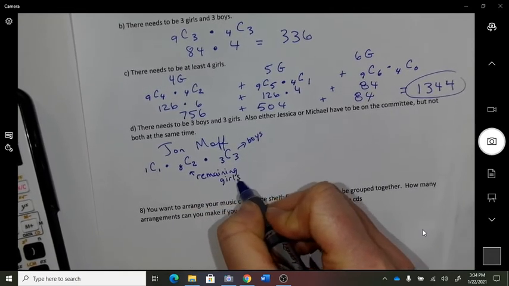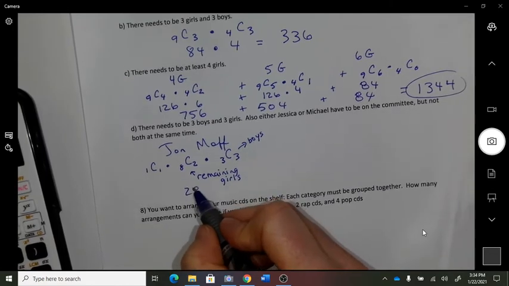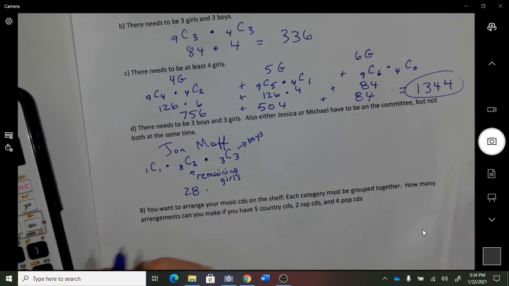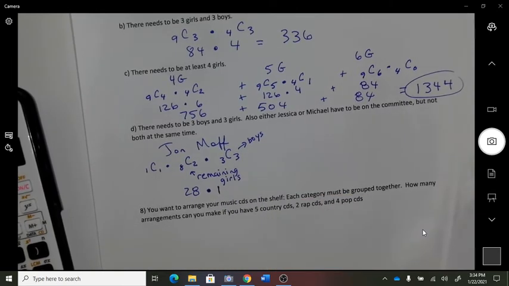Does that make sense? So that's the boys, and then you have the remaining girls. So 8 choose 2, and 3 choose 3 is 1. So there's 28 ways to do that.